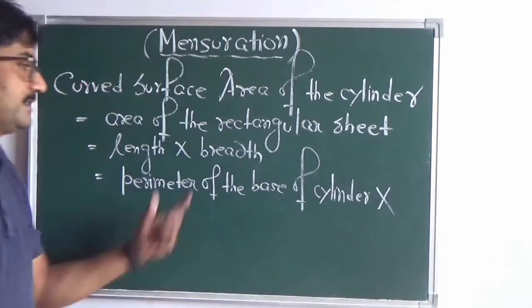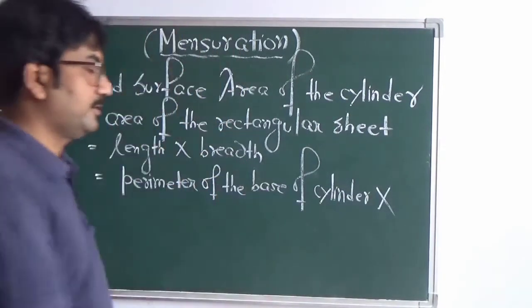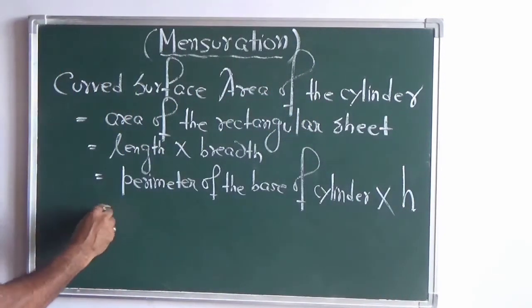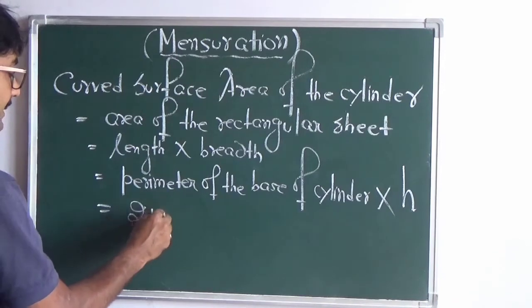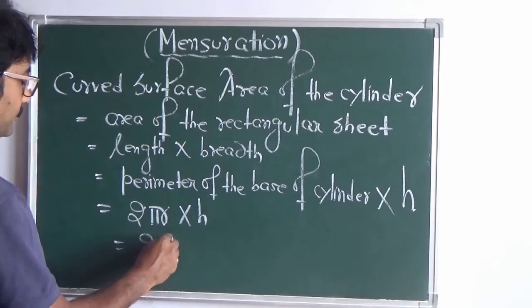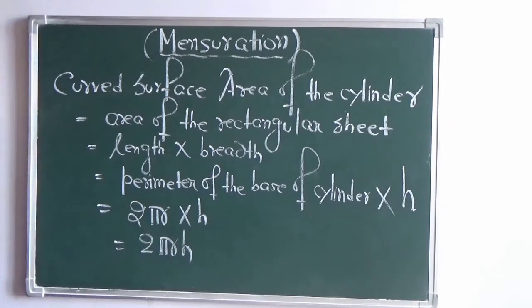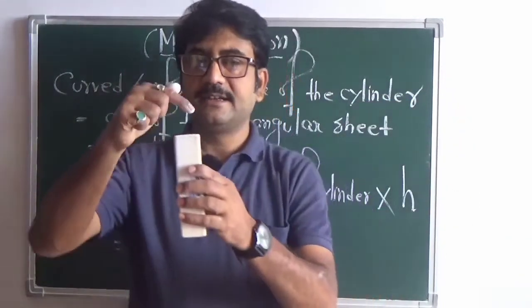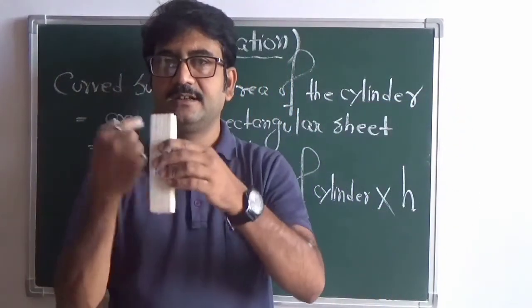Multiplied by the breadth. Breadth is equivalent to the height, B equals H. So what is the perimeter? 2 pi r, multiplied by h. So we get 2 pi r h. So we have the formula for the curved surface area of the cylinder. Curved surface area means leaving aside the top and the bottom. This is the curved surface area.